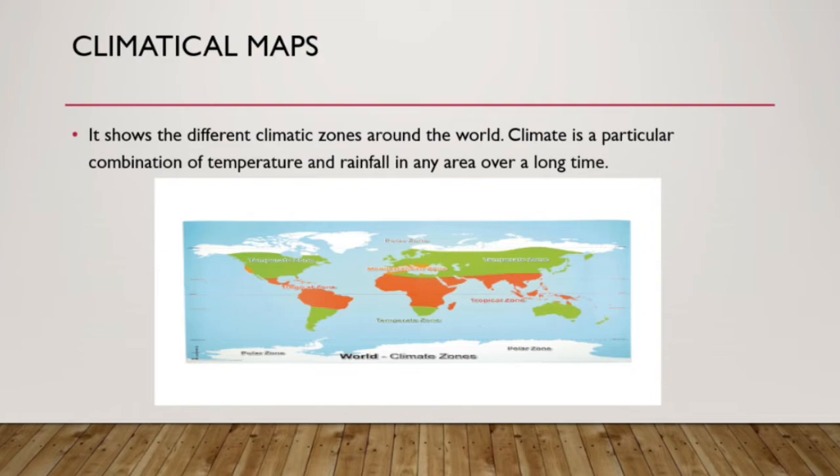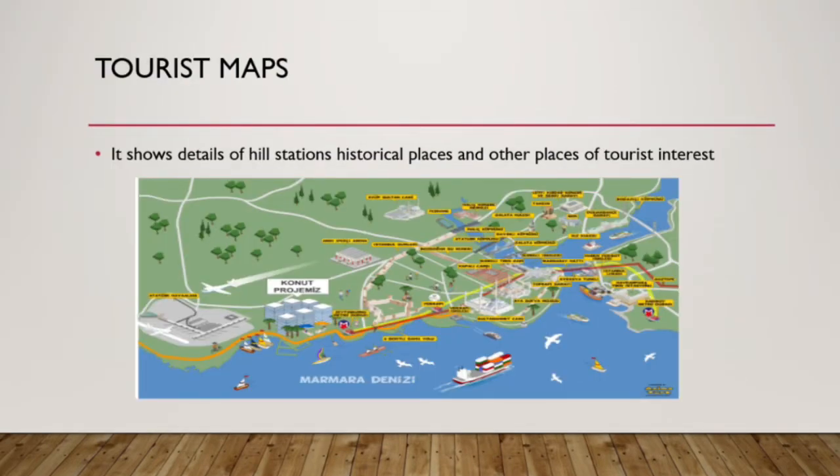Now we are going to talk about tourism maps. It shows details of hill stations, historical places, and other places of tourism interest. So students, for example, if you have a trip of going somewhere, if you have to go to Himachal or any place, you can be provided with tourism map, and this map guides you where you are going and what will be found in the next station and what are the things which are found in that place. So that's the importance of tourism map.